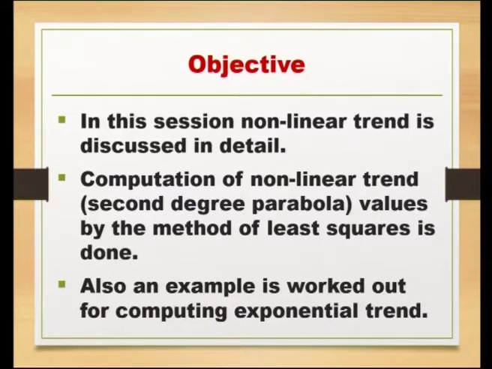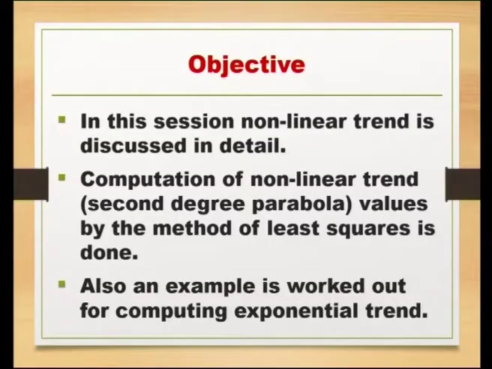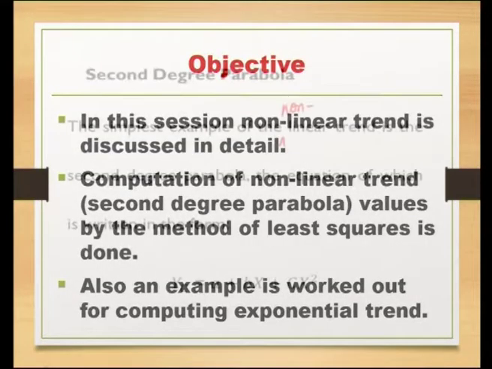Non-linear trend means a trend which is not a straight line. It may be a curve. So, the simplest example of non-linear trend is a second degree parabola. In this session we are going to talk about non-linear trend, and in particular we will be computing a non-linear trend for a second degree parabola by the method of least squares. Also, exponential trend is computed with an example.